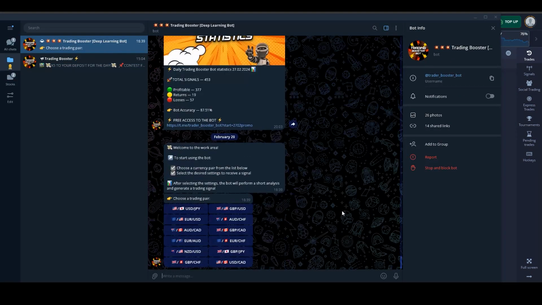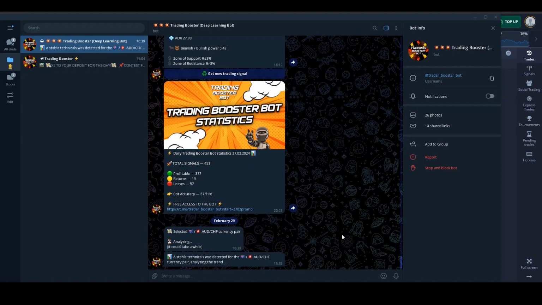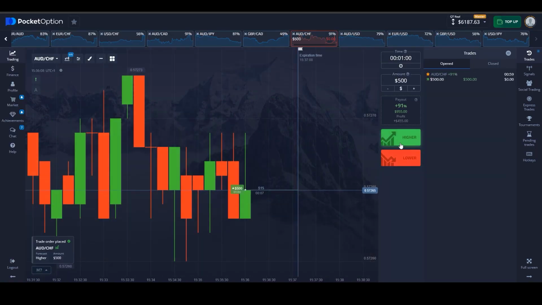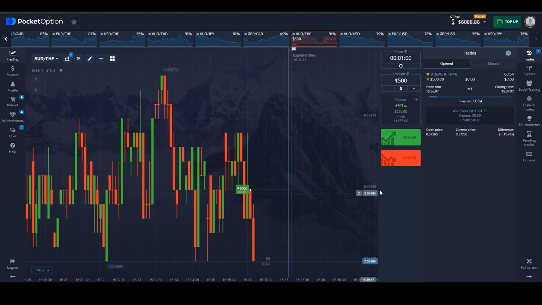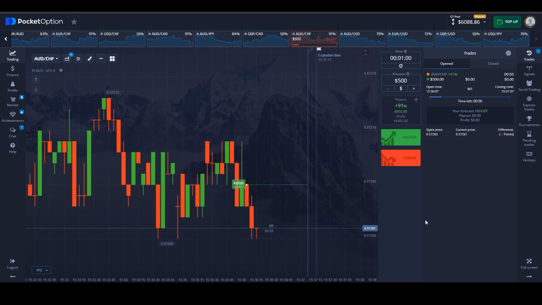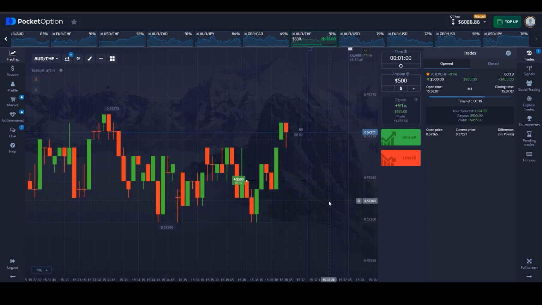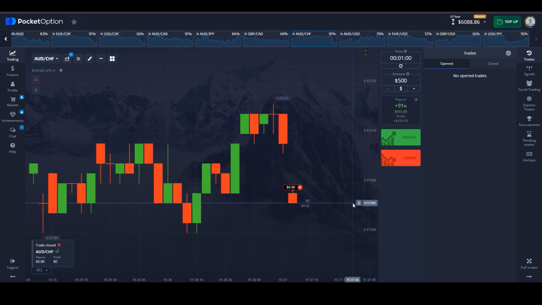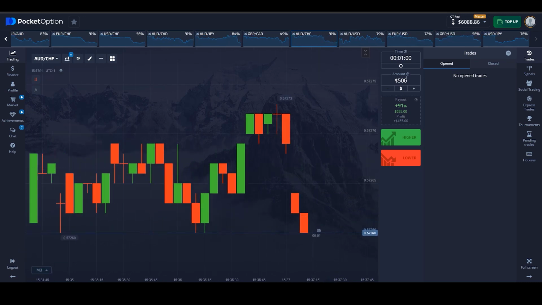I get a new signal and choose the Australian dollar Swiss franc. Expiry time 1 minute, and I get a buy signal. Well, right here I go to the upside. I will put up 5-second candles to make it even more convenient to enter the trade. At the last moment, the deal closed in a minus, a very upsetting minus, but let's not get upset.